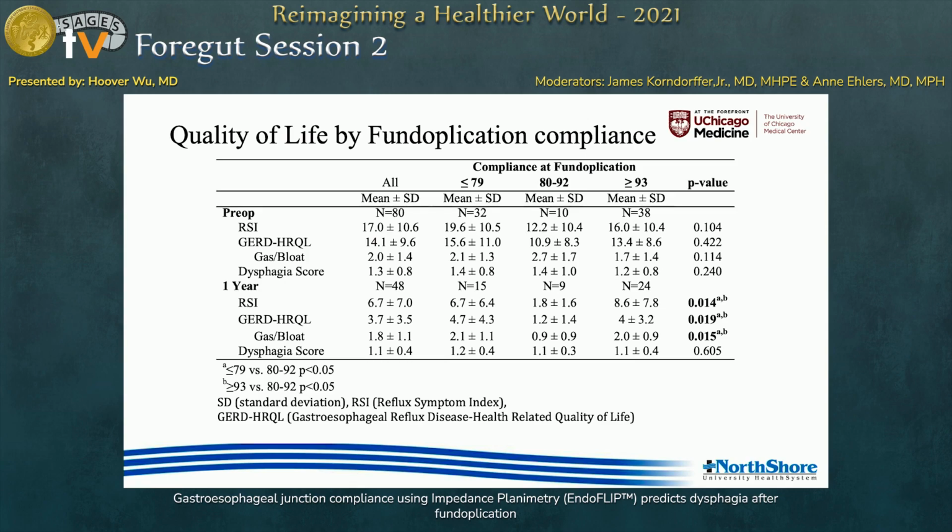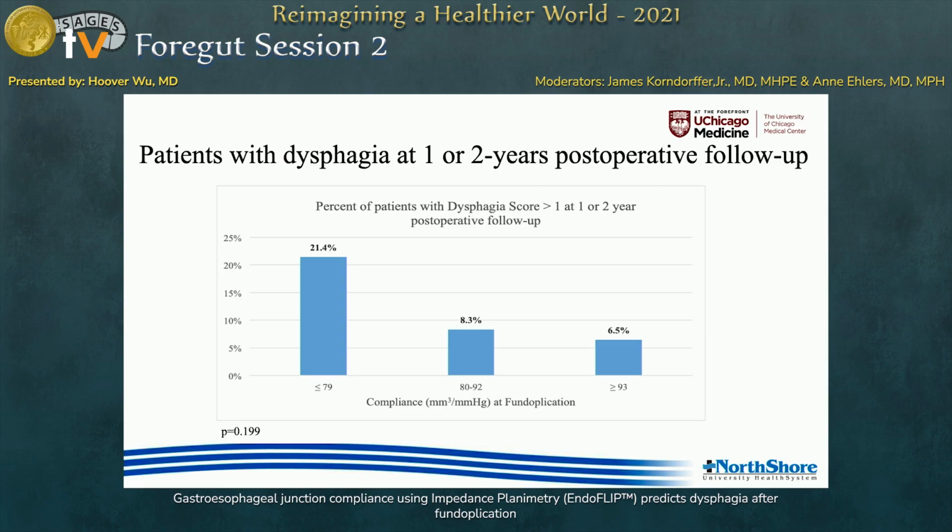So here, compliance ranges were separated into 3 groups with a compliance of less than or equal to 79, 80 to 92, and greater than or equal to 93, indicating low, ideal, or high compliance. Upon 1-year follow-up, patients in the ideal group reported the lowest, i.e. the best, reflux symptom index, GERD-HRQL, and dysphagia score when compared to the other 2 groups. This meant that these patients had better symptomatic control of their atypical and typical GERD symptoms after fundoplication. The lowest compliance group had the highest rate of dysphagia out of the 3 groups at 1 or 2-year follow-up.